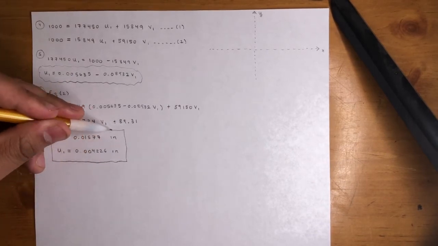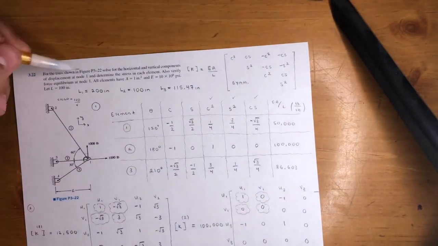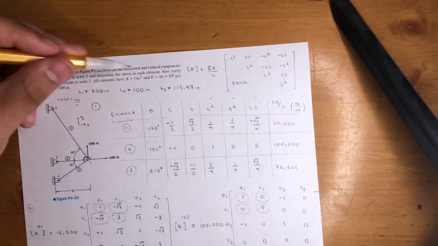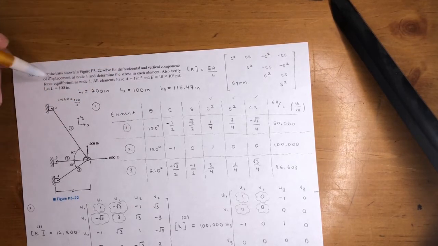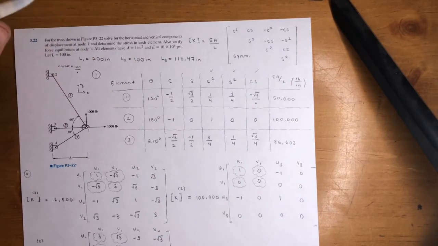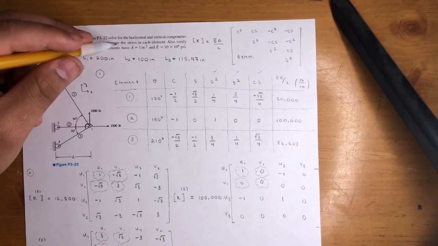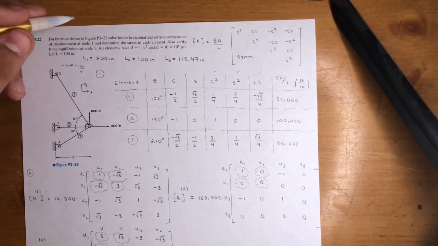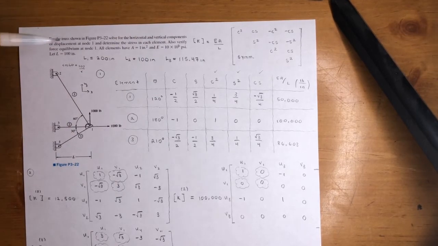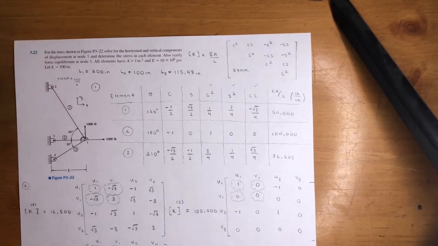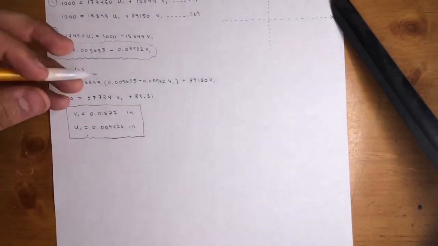It said find the displacement at node one, I think, right? What did it say? Yeah, the horizontal and vertical. So horizontal is just X and then vertical is Y. So at node one, that's all it is. Now we have to determine the stress in each element, okay? After that, we'll verify the force equilibrium at node one. So first, let's determine the stresses in each element.